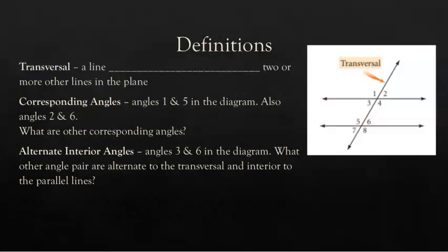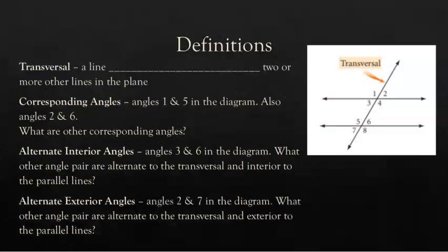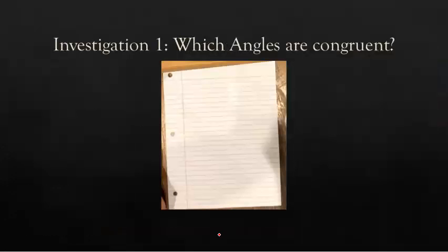Our last one is alternate exterior angles. So angles 2 and 7 in the diagram are alternate to the transversal. They're on opposite sides of the transversal, and they are exterior to those parallel lines. What is the other set of alternate exterior angles? You should have said 1 and 8. So let's get started with our investigations. Which angles will be congruent?